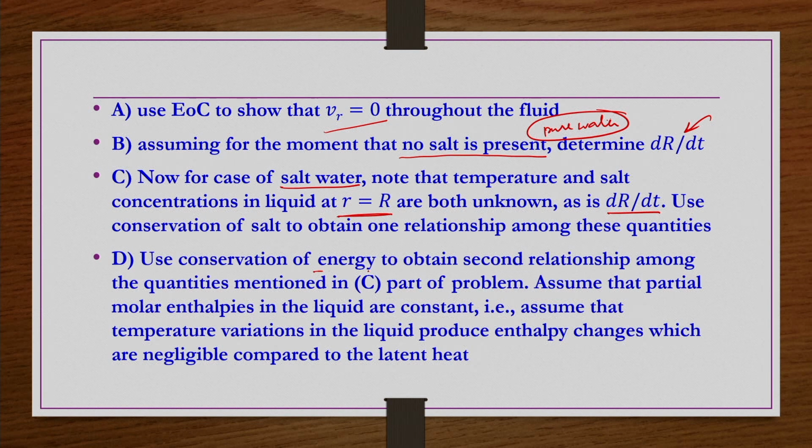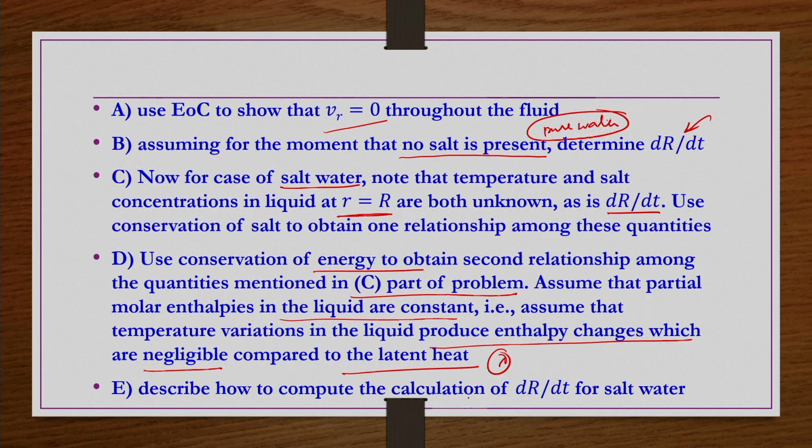Then use conservation of energy to obtain a second relationship among these quantities mentioned in part C of the problem. Assume that partial molar enthalpies in the liquid are constant. Assume that temperature variations in the liquid produce enthalpy changes which are negligible compared to the latent heat lambda. Describe how to compute dR/dt for salt water. That is the last part of the question.